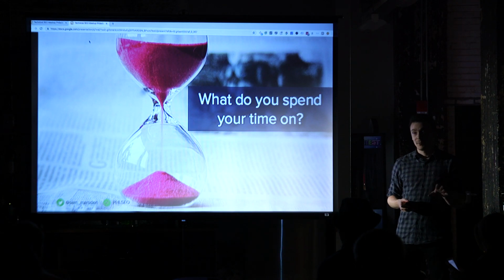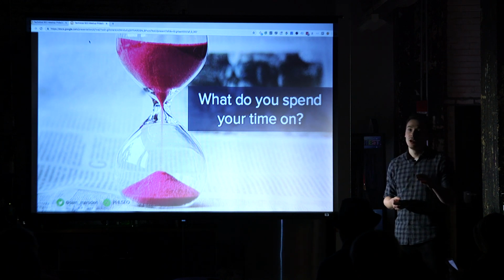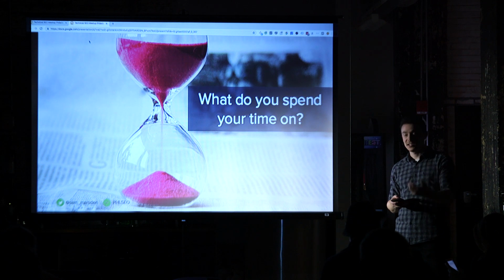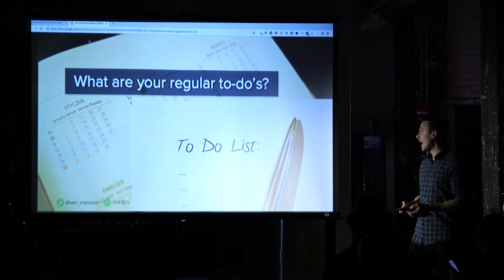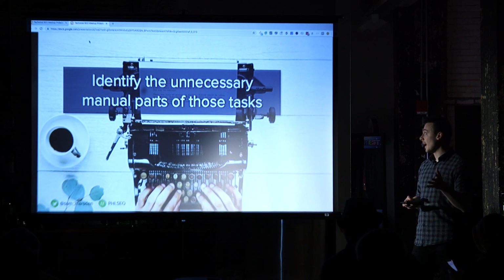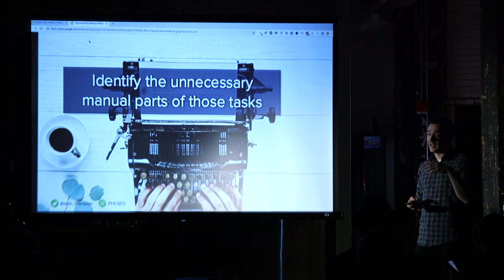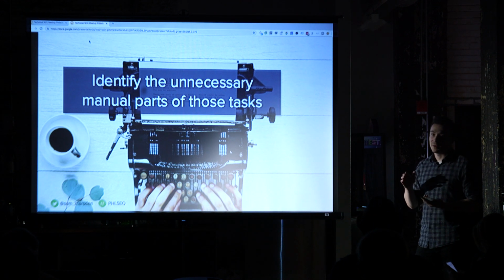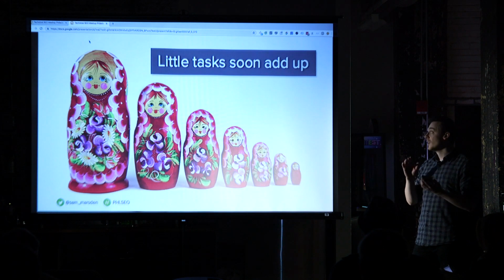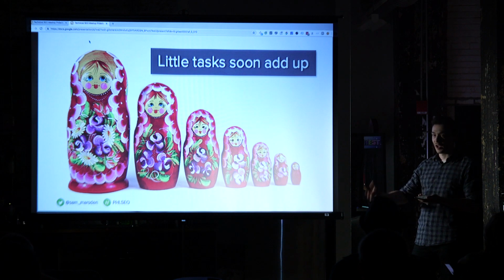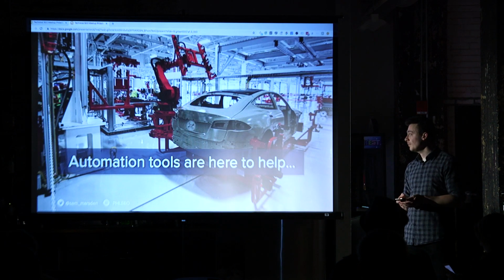So if you take anything away from this talk, I'd really recommend thinking about what you actually spend your time on, thinking about those recurring tasks that eat away at your day. A good place to start with that is your regular to-dos. It's about identifying the unnecessary and manual parts of those tasks. They might not be big parts, they might just be small, tiny little tasks that you keep doing on a recurring basis, but actually those add up over time.